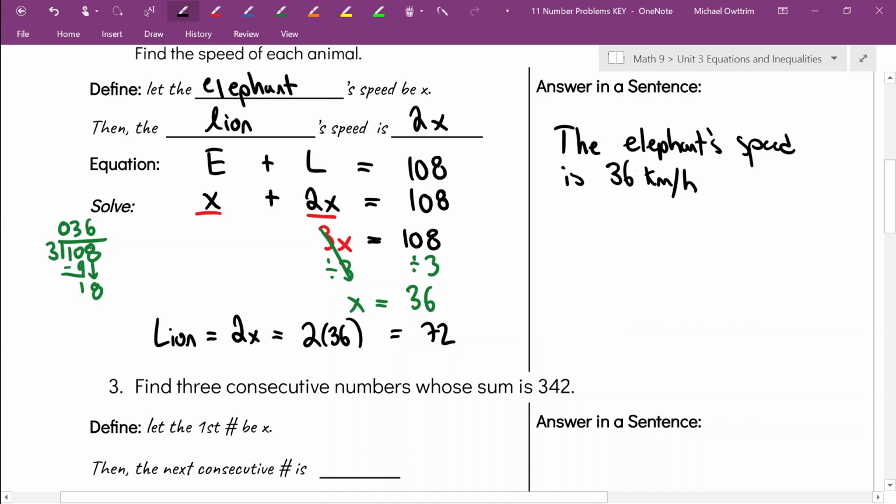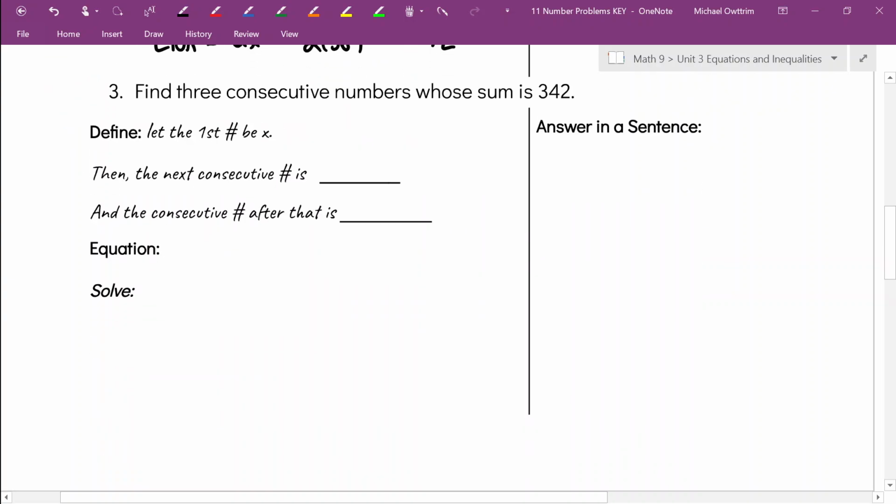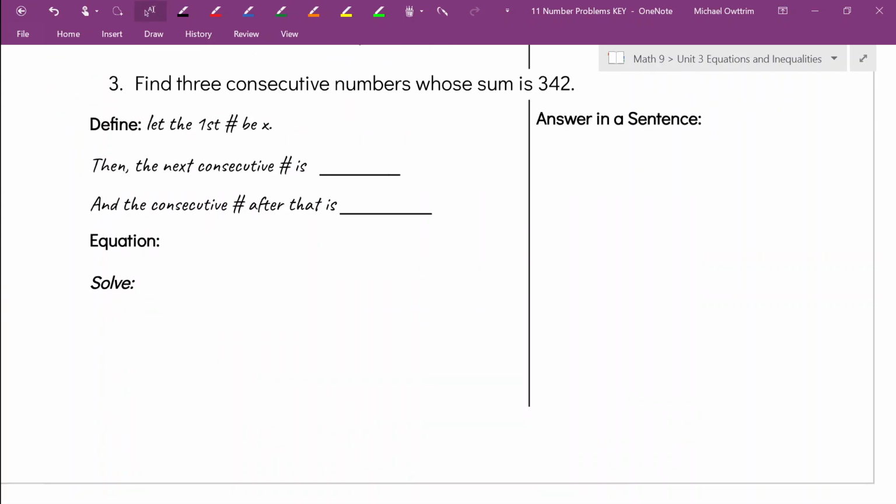And so we can say the elephant speed is 36 kilometers per hour, and the lion's speed is 72 kilometers per hour. In question 3, we want to find 3 consecutive numbers whose sum is 342. So we talked about consecutive numbers being one after the other.